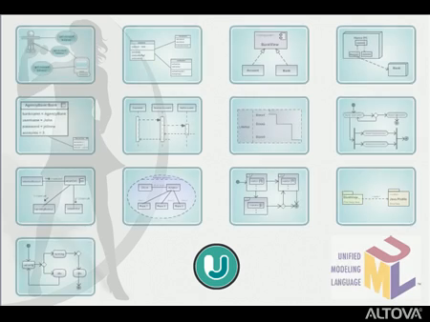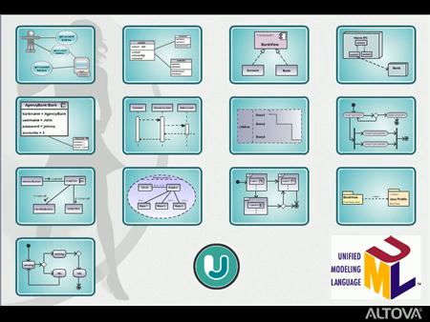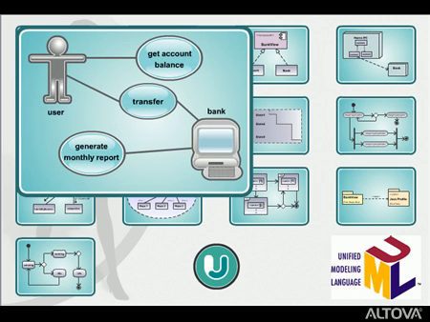Let's take a look at UModel diagramming features. UModel supports all 13 official UML diagrams with intuitive drawing and editing capabilities. In this example, we'll explore some of the UModel diagramming features in a use case diagram.